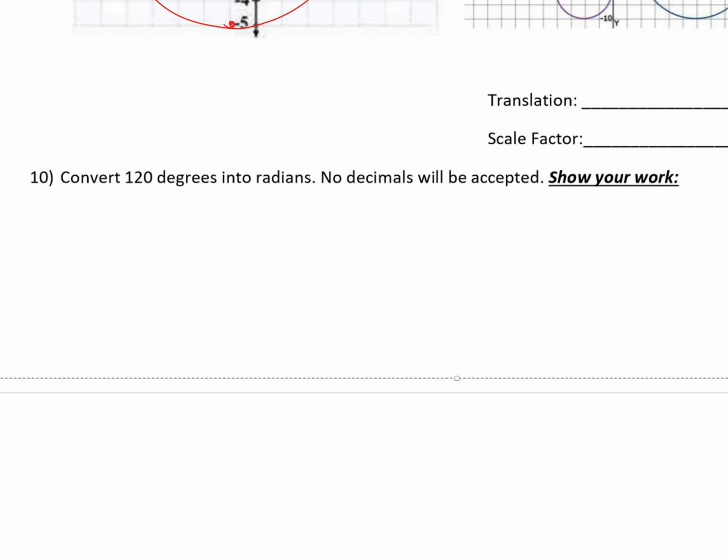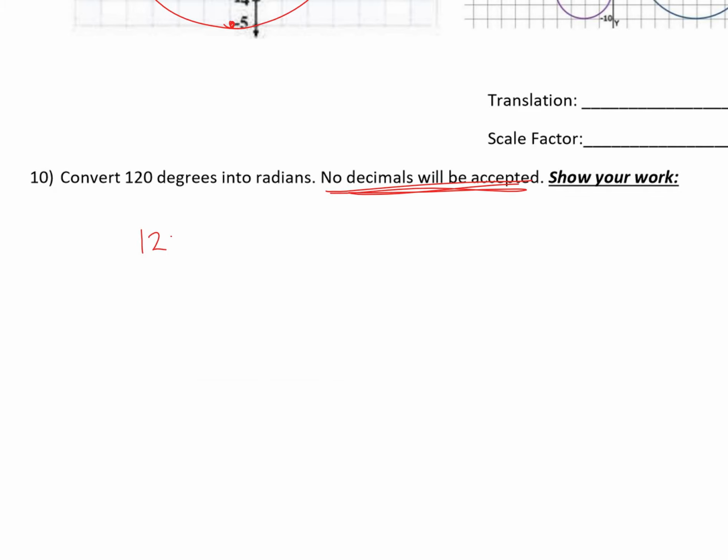All right. Oh, last one. Easy stuff. Convert 120 degrees into radians. No decimals will be accepted. That is going to be the hardest part of this. We have 120 degrees. We want to convert it to radians. So remember our conversions. If we're going to radians, we want the radians on top and the degrees on bottom. If we're going to degrees, we want degrees on top, radians on bottom. So we're going from degrees to radians.